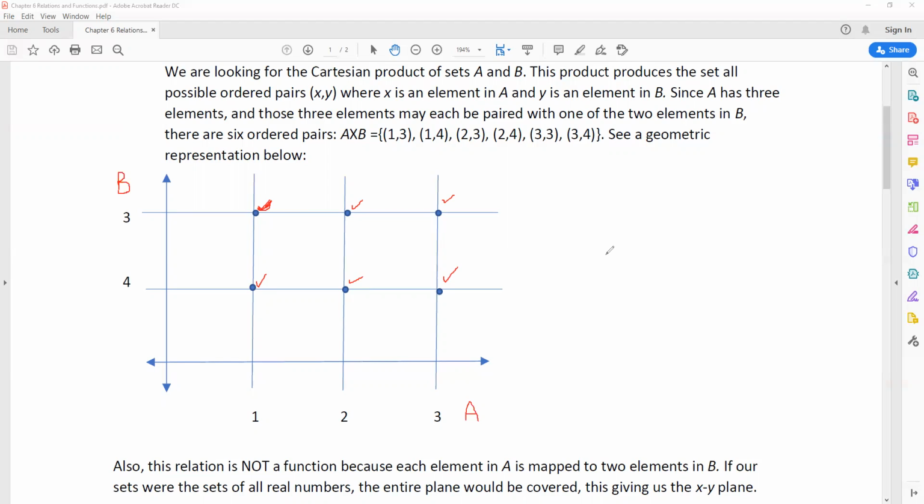So imagine if sets A and B contained all of the real numbers, and we took the Cartesian product of all real numbers in those sets, we would actually generate the entire XY plane, the one that we're so familiar with from our algebra courses.